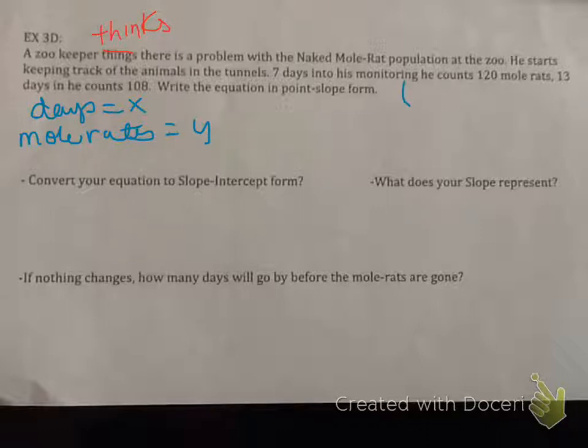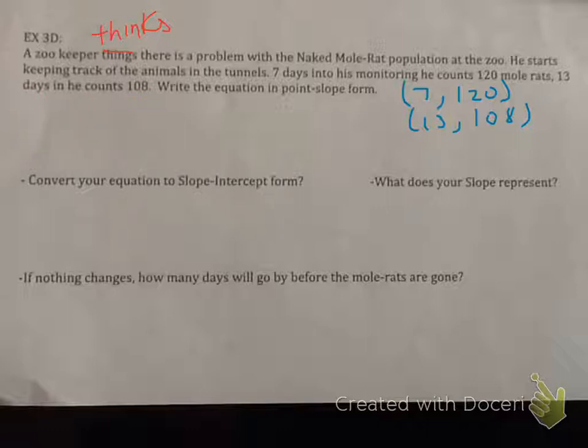Alright, so what is our first point? Our first point should be 7 days and 120 mole rats. Then it says 13 days, so we'll put 13 here. 13 days and 108 mole rats. Write an equation in point-slope form. Alright, so we're going to go ahead and erase this.